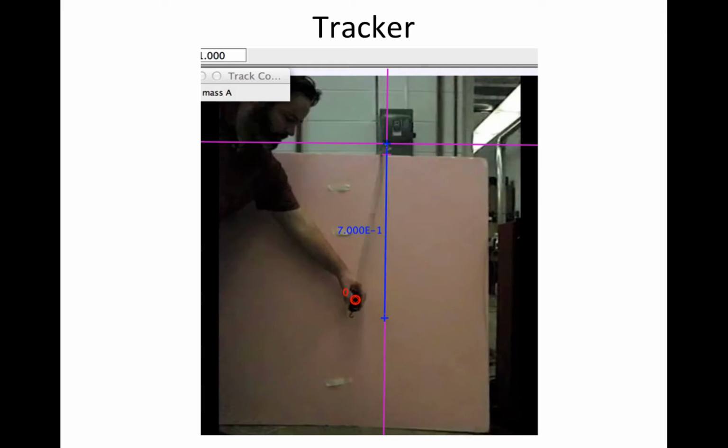I put the video into Tracker to analyze the actual motion of the mass. Using the calibration stick, I defined the distance between the fixed attachment point and the center of mass as 0.7 meters. I also set the time between images in the video to 10.5 seconds, and the mass is on the negative y-axis.